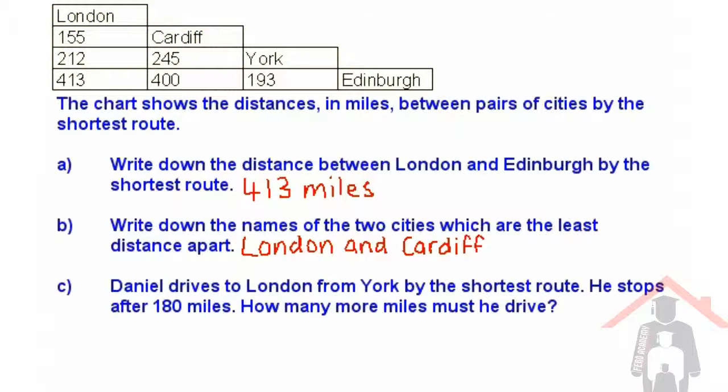Now we're told that Daniel drives to London from York, so he's starting at York. And he's going to finish in London. So he's driving a distance of 212 miles.